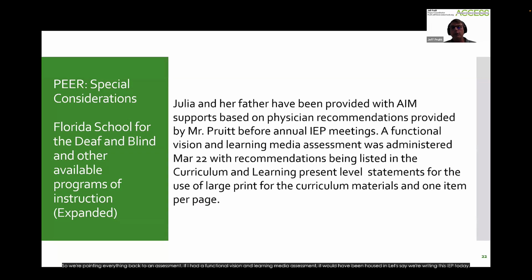If I had a functional visual and learning media assessment, it would have been housed in, let's say we're writing this IEP today, so it's 2024. This assessment is almost 2 years old now. That assessment information would have been in that very first box that we already mentioned, the evaluation information. Now, is it still important? Absolutely, because just because we gave them an eval 2, 3, 4, 5, 6 years ago, doesn't mean that they still don't have that need today. So we would still document that need in the present level statements.